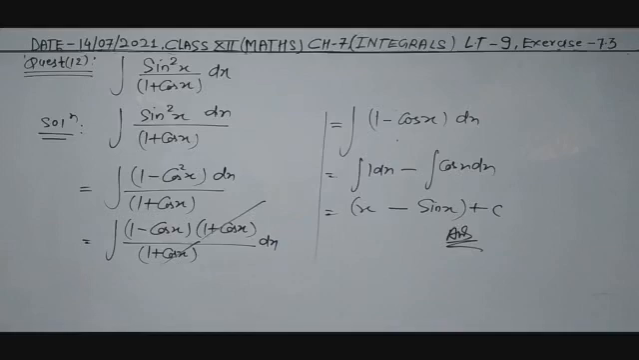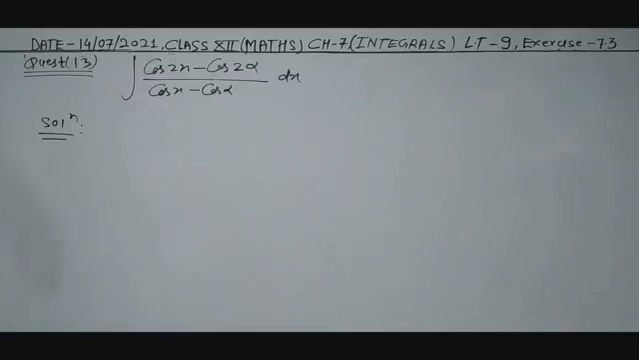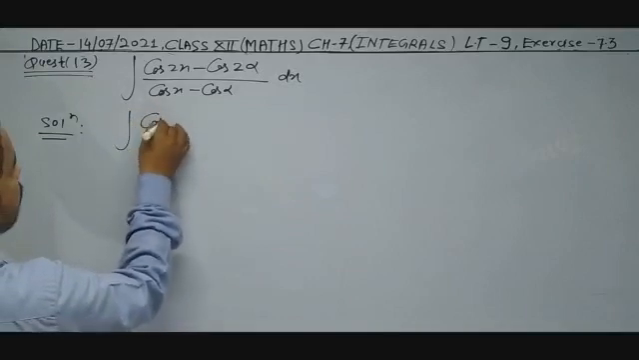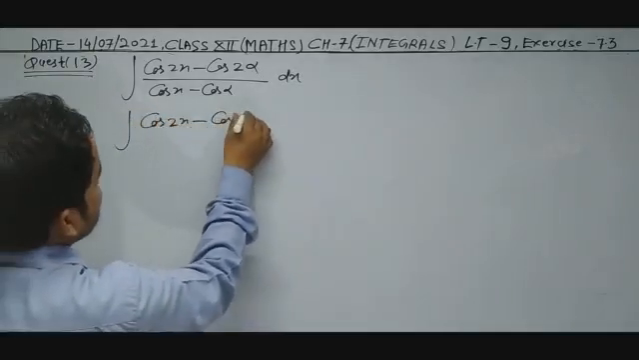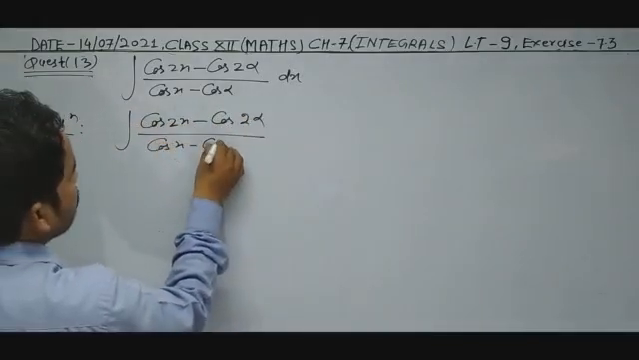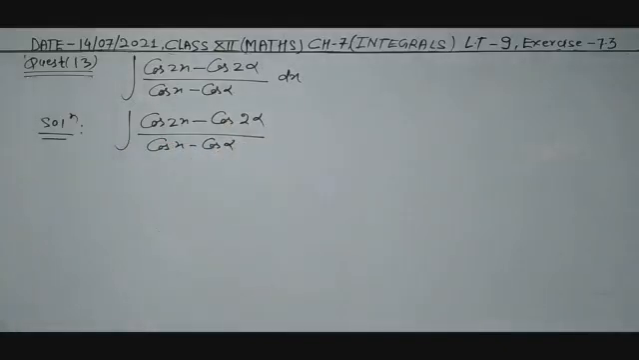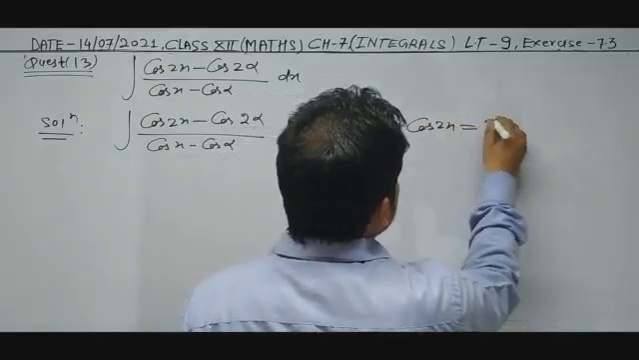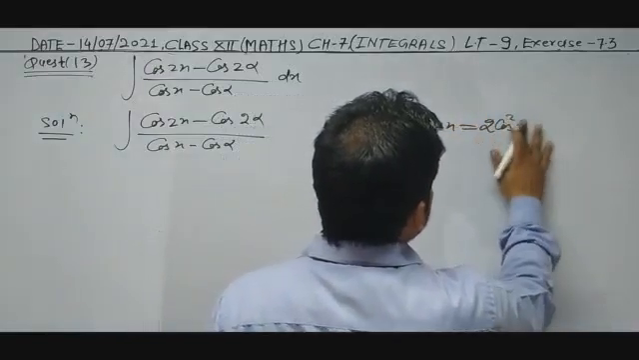Now come to question number 13. Question number 13 is integrate the function cos 2x minus cos 2 alpha whole upon cos x minus cos alpha. Now first of all write the expression which function I have to integrate. So cos 2x minus cos 2 alpha whole upon cos x minus cos alpha. So now you know the formula. Cos 2x is equal to 2 cos square x minus 1.